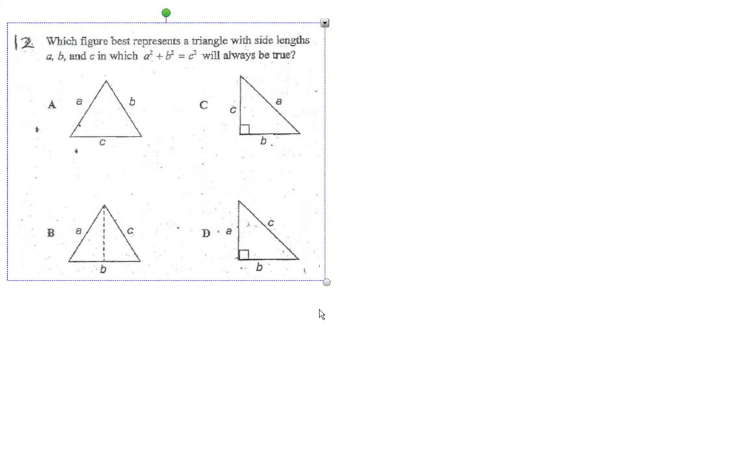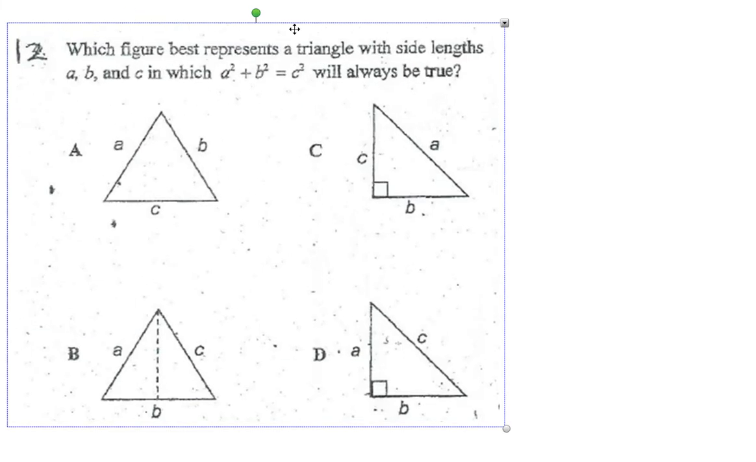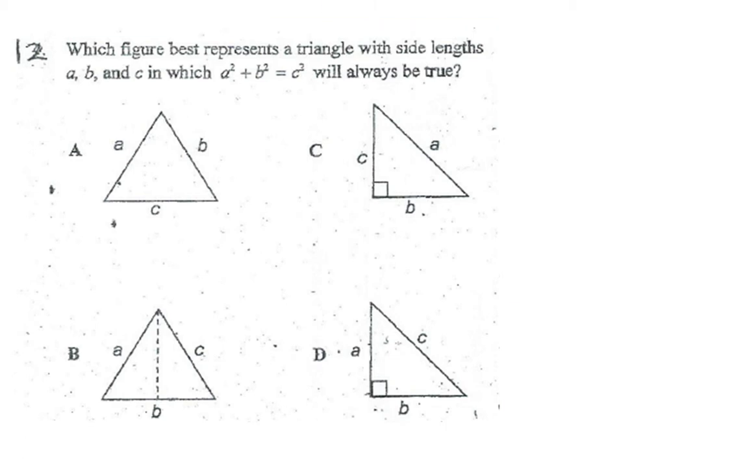Alright. And then I think almost everyone got this one right. Thank goodness. So which of the following figures best represents a triangle with sides A, B, and C when a squared plus b squared equals c squared is always true? So all we have to find here is the triangle where A and B are the two short sides and C is across from the right angle and it's a right triangle.